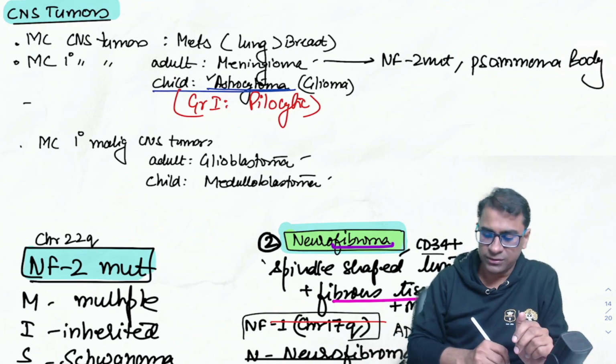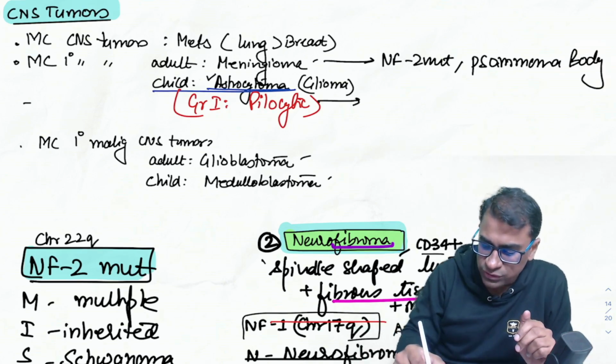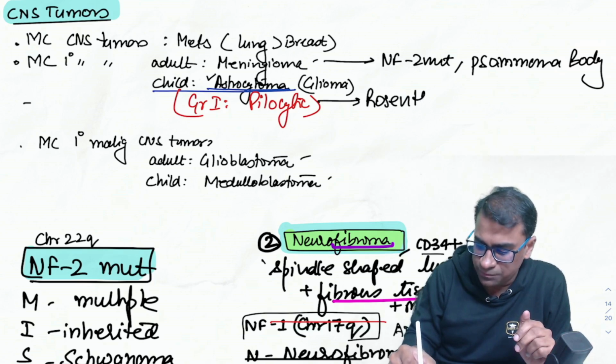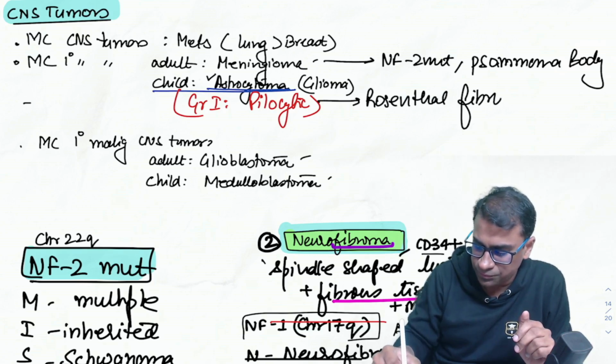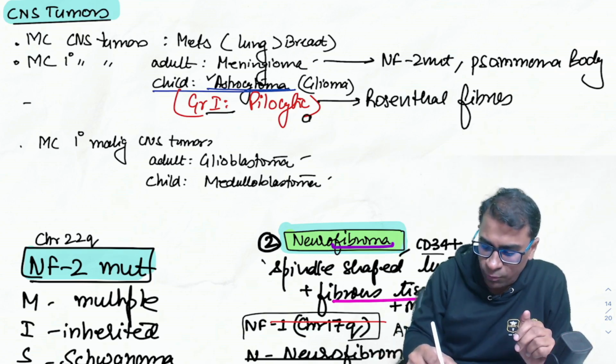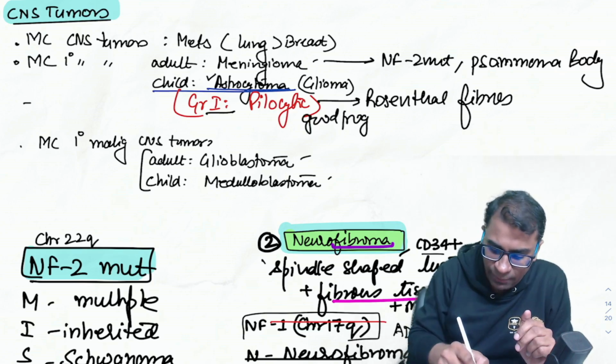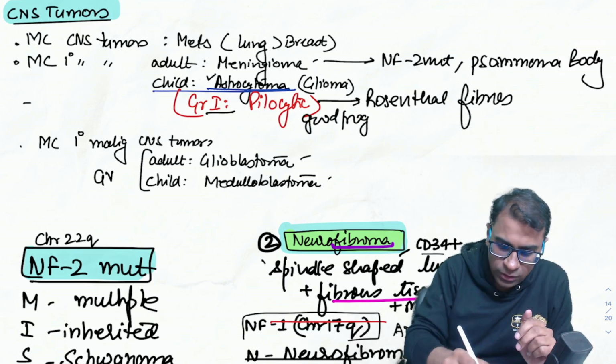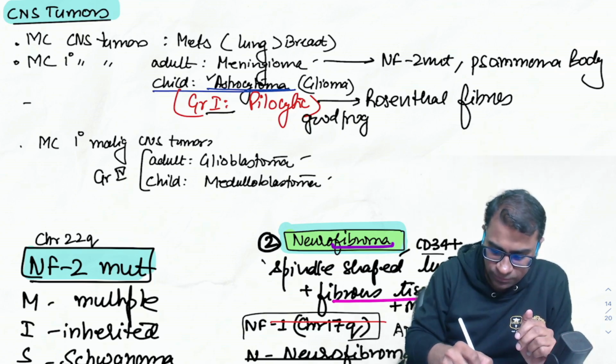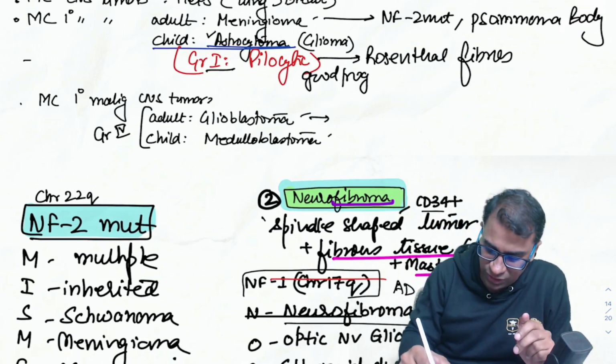It shows Samoma bodies. The pilocytic shows Rosenthal fibers, is grade 1, and so it has good prognosis. Whereas glioblastoma multiforme and medulloblastoma both are grade 4. Therefore, glioblastoma has very poor prognosis, and so has medulloblastoma.